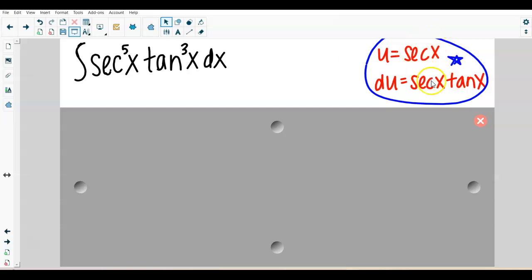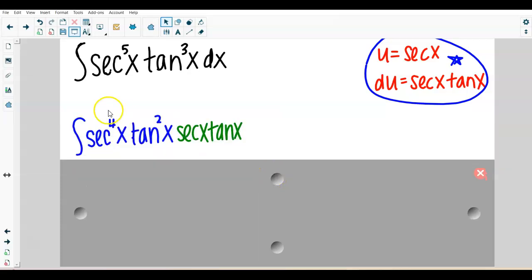If we make that secant, we want a secant tangent present for the du. So if we want a secant tangent present, we're going to take one secant and one tangent out of each of these. So when we do that, our secant to the fifth becomes secant to the fourth. Tan cubed becomes tan squared if we take one out, and then our secant tangent is still in the problem. We just basically factored one out of each term.